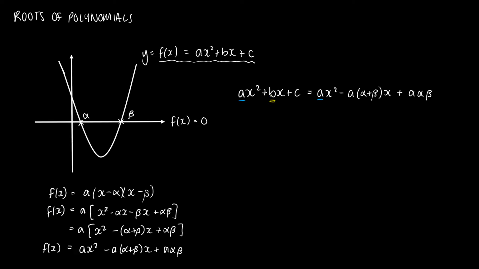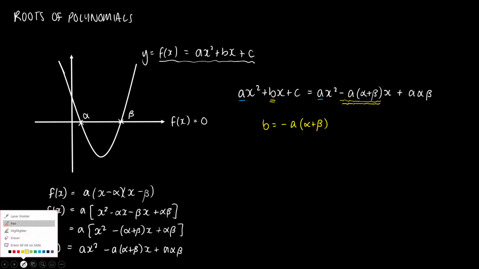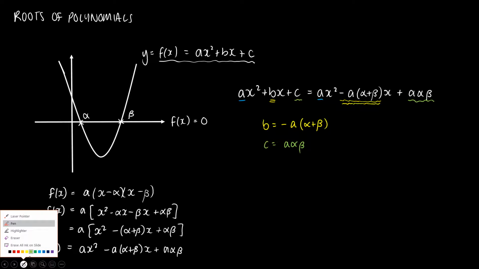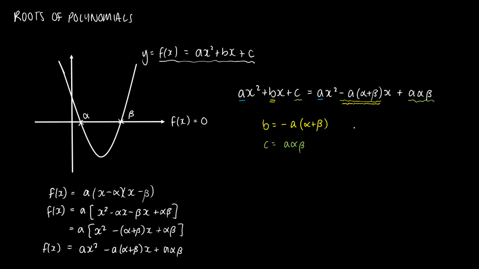But this b value on the left-hand side must be equivalent to minus a lots of (alpha plus beta). So let's write that down. So b is equivalent to minus a lots of (alpha plus beta). And then this c value here must be equivalent to the end term. There's no other alternatives here. So c must be equivalent to a alpha beta. Now, hopefully you can see where the roots of polynomial equations are going to come from.